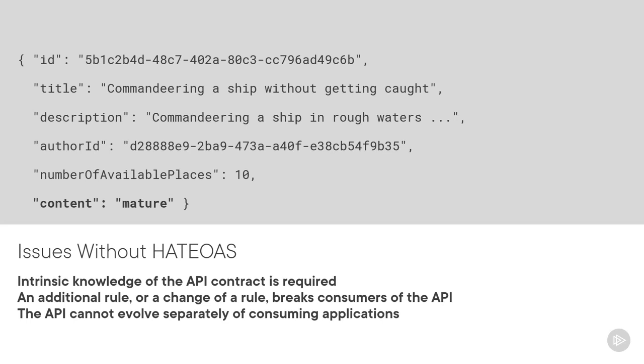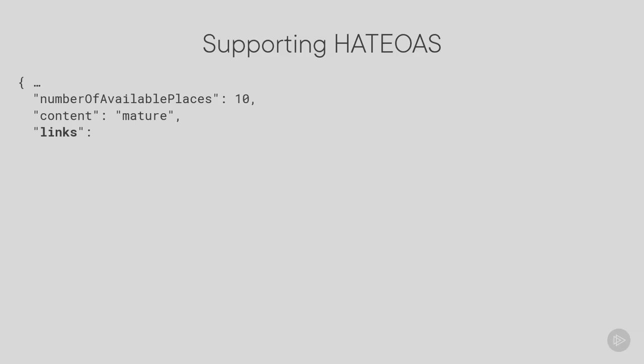This rule will effectively break the consumers of the API at the moment we deploy it, because they have to implement that on their side as well. In short, if an API does not support HATEOAS, the consumers of the API have to know too much. And if the API evolves, this might break the consuming applications because the assumptions made by those applications can become invalid. And that's the issue that HATEOAS solves.